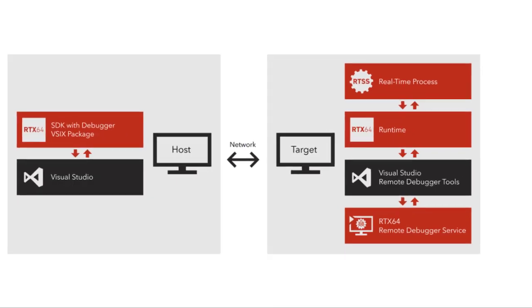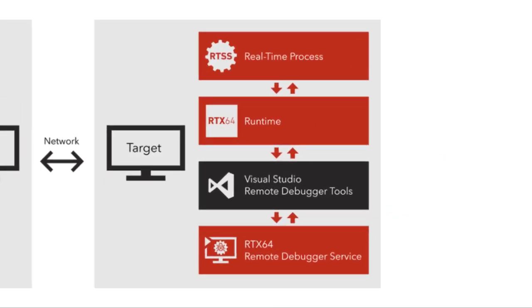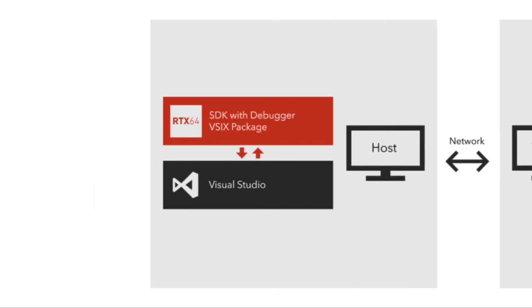On the target system, install and configure the Visual Studio remote tools so the host system can connect over the network using Visual Studio. Then configure remote debugging through the RTX64 control panel. You must also make sure the RTX64 subsystem is running. On the host system, you need to launch the version of Visual Studio that is compatible with the Visual Studio Remote Debugger on the target system.